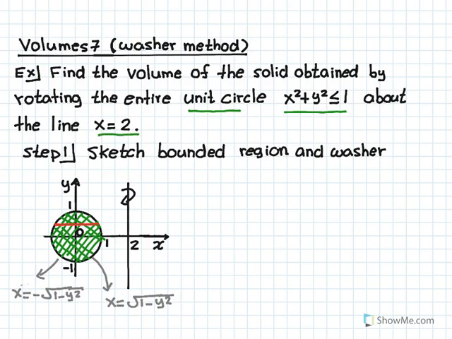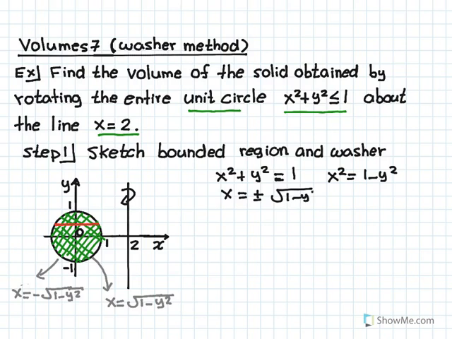Let's first solve for x in terms of y so we can get the outer and inner radius. We have x squared plus y squared is equal to 1. This is a circle of radius 1 with center at the origin. If you solve for x, we get x squared is equal to 1 minus y squared. Take the square root of both sides and we get x is equal to plus or minus root of 1 minus y squared.